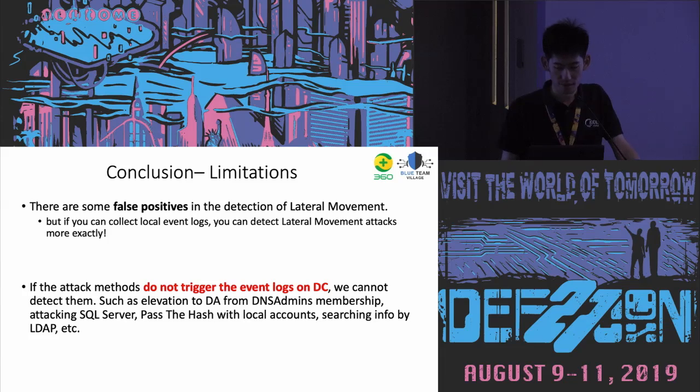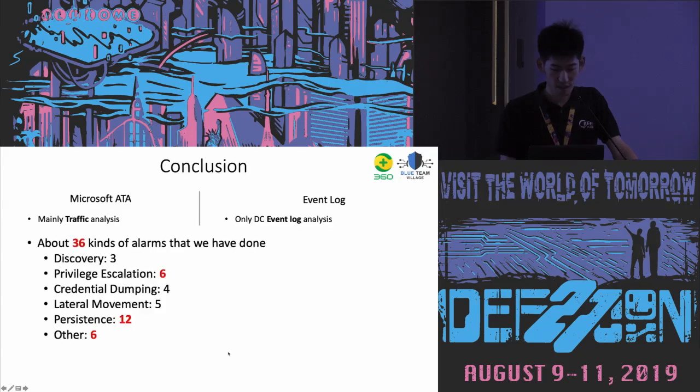At the last, conclusion. There are some limitations with the event log. First, there are some false positives in the detection of lateral movement. But if you can collect local event logs, you can detect lateral movement attacks more exactly. Second, if the attack methods do not trigger event logs on the DC, we cannot detect them, such as elevation to DA from DnsAdmins membership, attacking SQL server, pass the hash with local account, searching info by LDAP and so on. Although there are some limitations, I think it's worth doing.